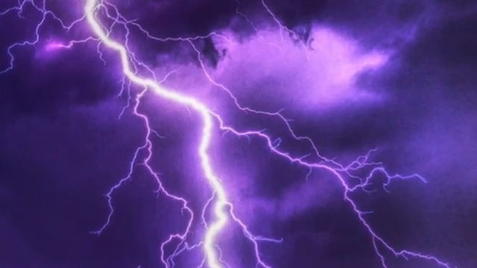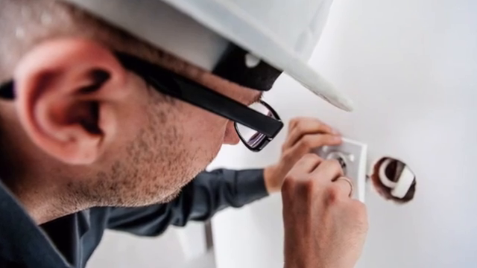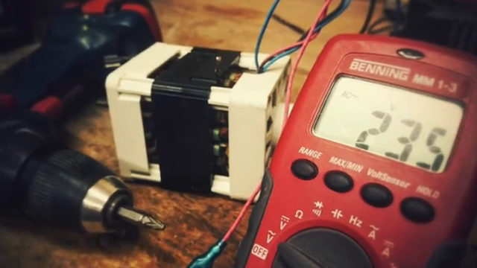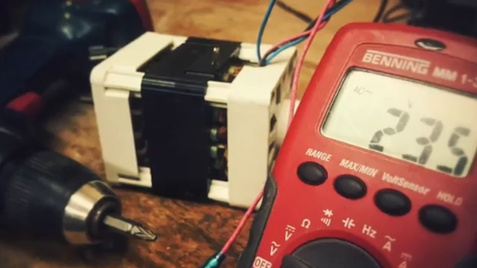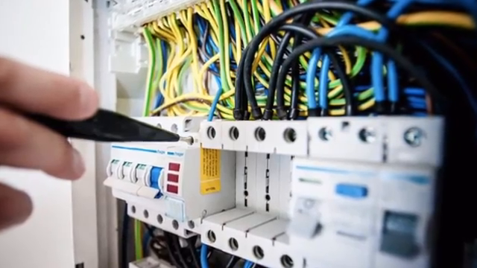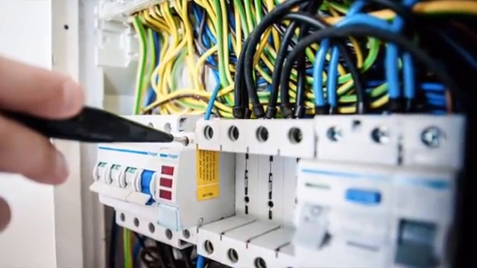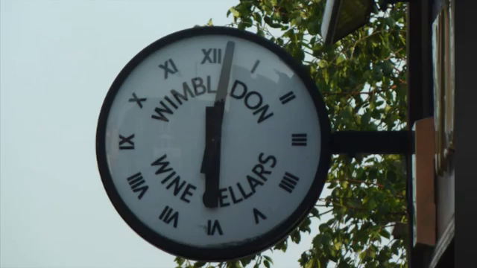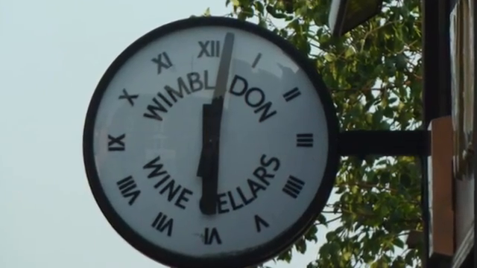Then we need a way of measuring electricity or electrical current. And of course, if you're familiar with electricity at all, and if you've worked with electricity, you know that the unit for electrical current is known as the ampere. The International System of Units defines the ampere, or amp, in terms of other base units by measuring the electromagnetic force between electrical conductors carrying electrical current.